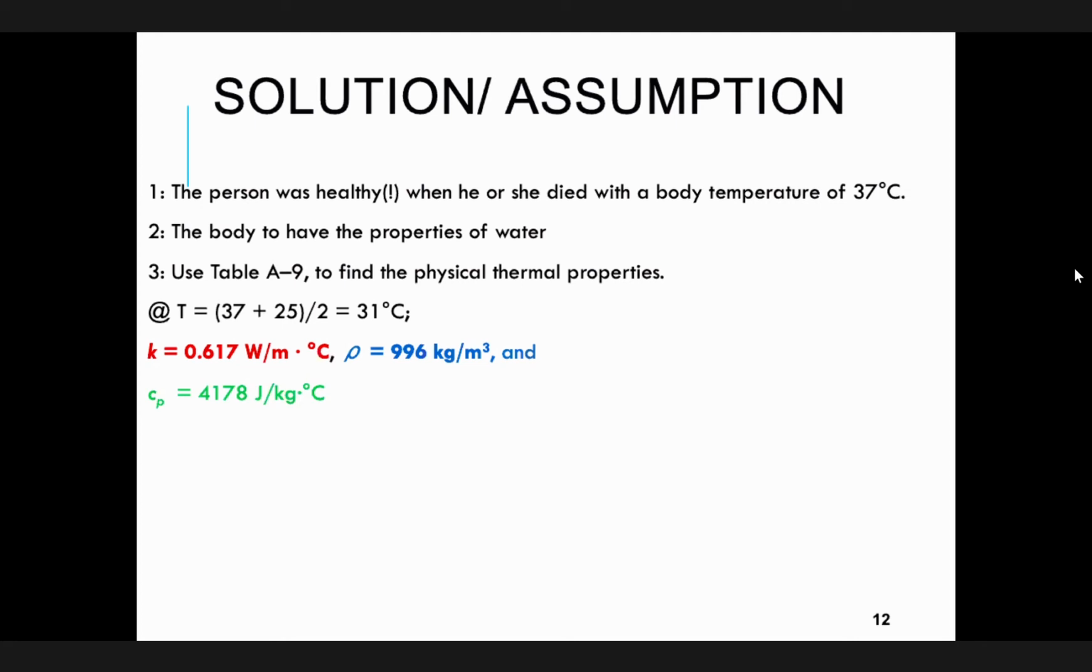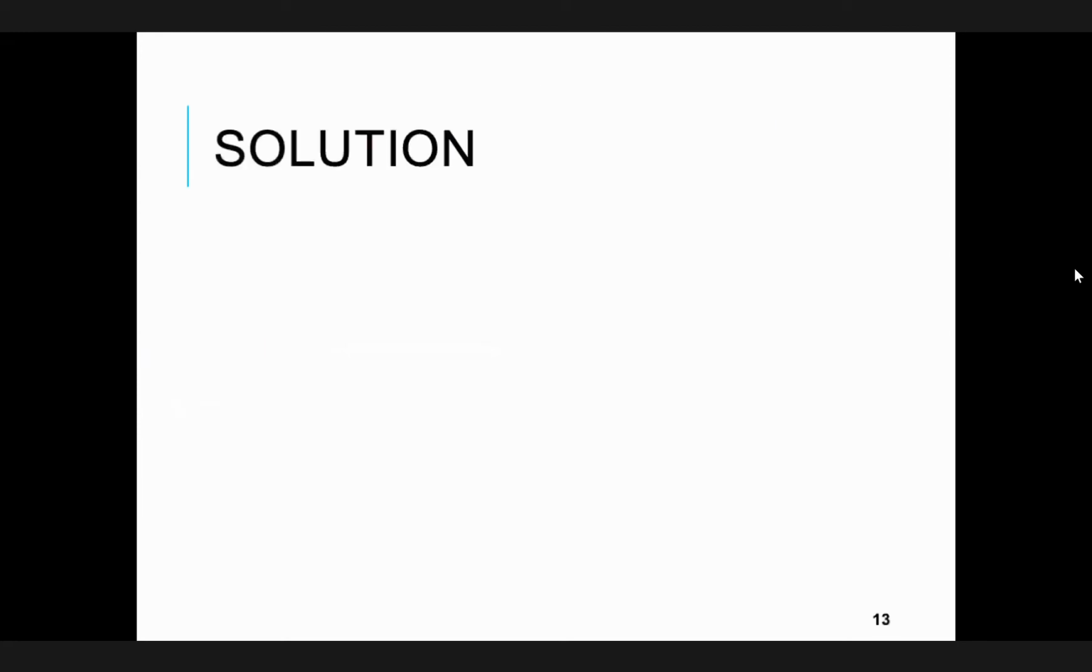Then I go and calculate. Now I know this guy was in good shape because the diameter is 30 centimeters and the height is 1.7 meters. I consider him as a cylinder. I have the diameter, therefore I can calculate the surface area, and I can also calculate the volume. Any questions? Therefore, we can calculate.